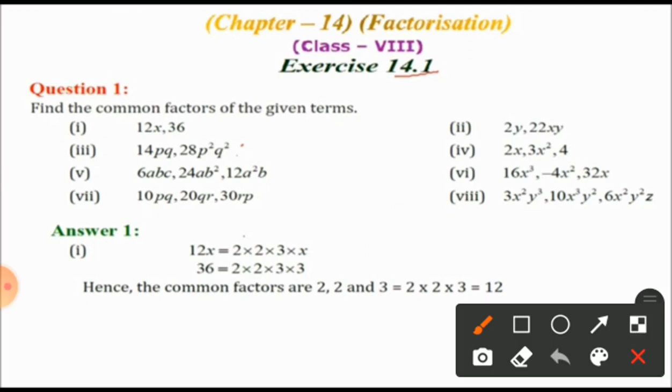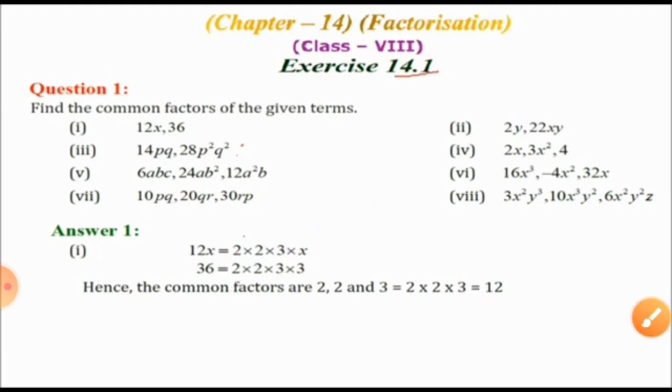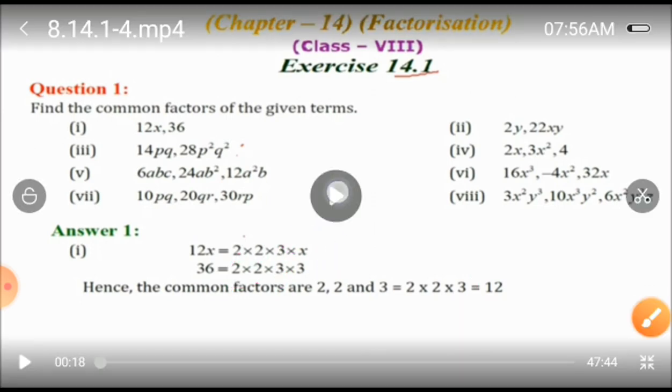One more thing. Now the common ones. Common means whatever factors are there in both numbers, we have to check. 2 is here, yes, 2 is here also. 2 is here, 2 is here also. 3 is here, 3 is here. Now is x in the second one? No, x is not there. In the second one, is the other 3 there? No. So what are the common ones? 2, 2, 3. So 2 into 2 into 3. 2 twos are 4, 4 threes are 12. So 12 is the common factor of the given terms. Yes, correct.